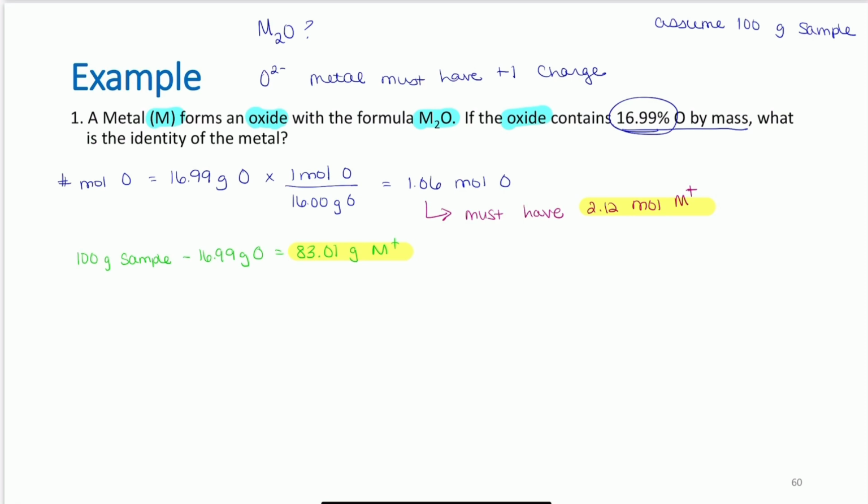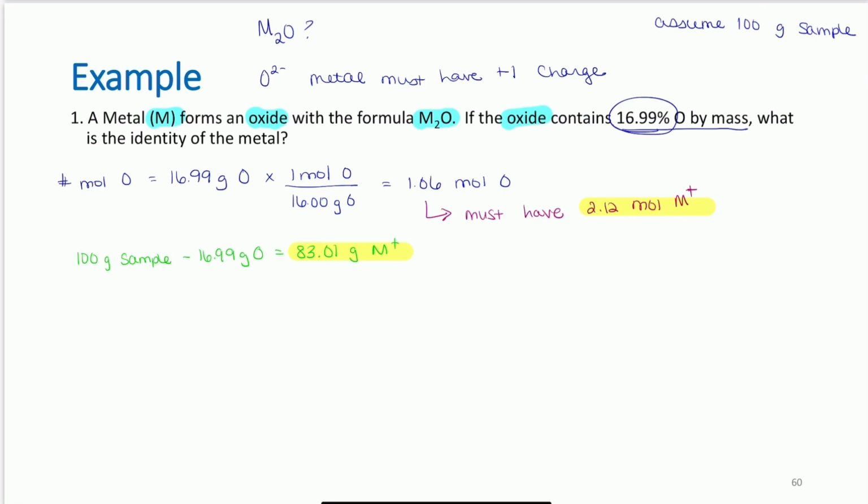So again, 100 gram sample, I have 16.99 grams of oxygen, I have 83.01 grams of my metal, because by the law of conservation of mass, it's got to be composed of the whole thing, right? The entire compound is just M2O. So if I have a 100 gram sample, I know 16.99 grams of that sample are due to oxygen, therefore 83.01 grams of that sample are due to M+.